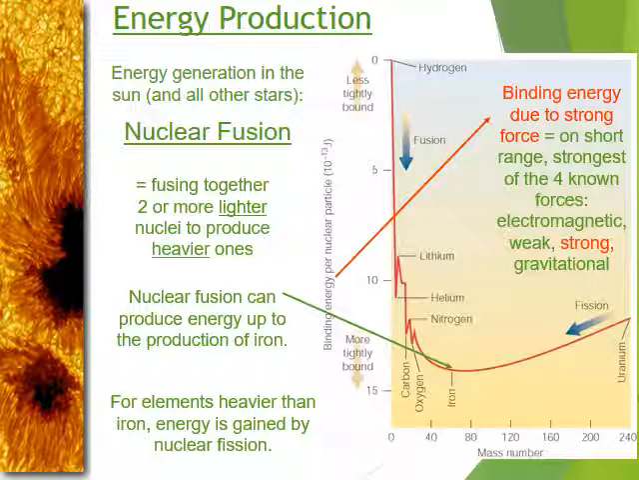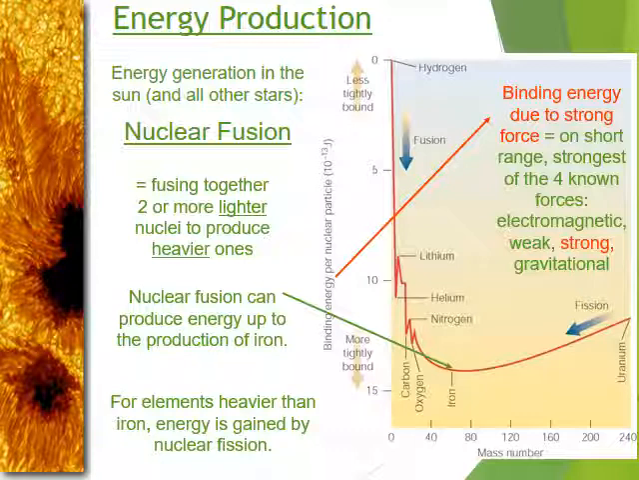Once you get to iron, fusing elements is no longer profitable, in the sense that you can fuse iron or even anything that's larger than iron, lead for example. You can fuse lead. It is possible, but it takes more energy to do it than you get out of the reaction. So it's a losing game.